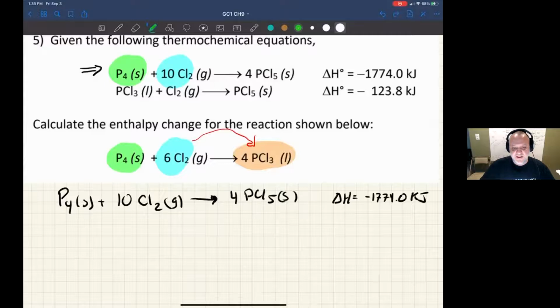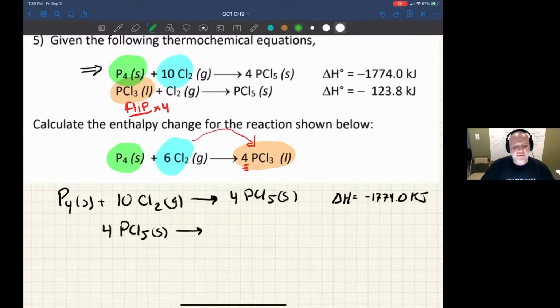Now, I see I need 4 PCl3, and there's PCl3 in the other reaction. And so what am I going to have to do? It's on the wrong side of the reaction, so I need to reverse the reaction. I need to flip it. And after I flip it, it's also not in the correct stoichiometric proportion. I need to multiply it by 4.